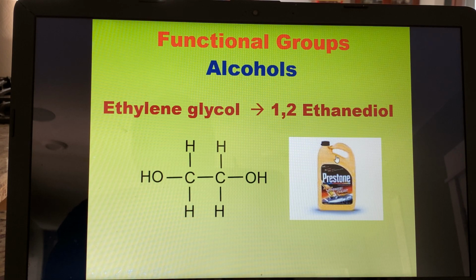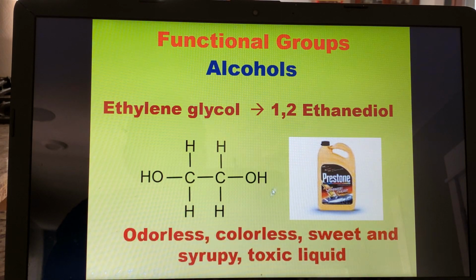So don't drink this alcohol. Don't drink diols. They're not good for you, even though they do smell sweet. That's why if it's leaking from a car, it's deadly for your cats or anything that lives outside, because it can kill them.